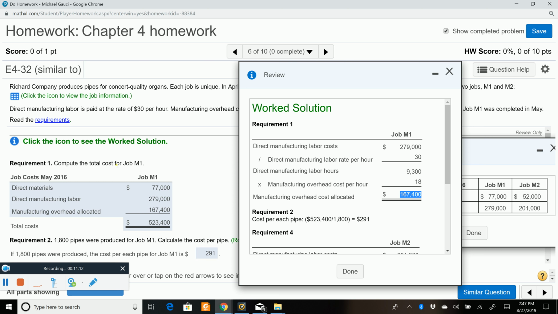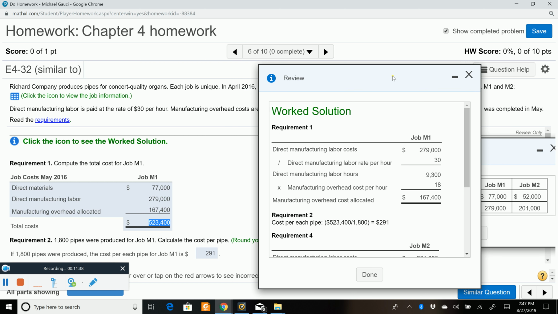So overall, what's going to the WIP account? Total direct materials that the author gave us, 77,000. Total direct labor that the author gave us, 279,000. And I am calculating 167,400 of applied overhead. If you add that all up, you get $523,400.